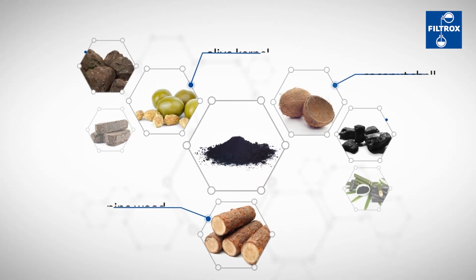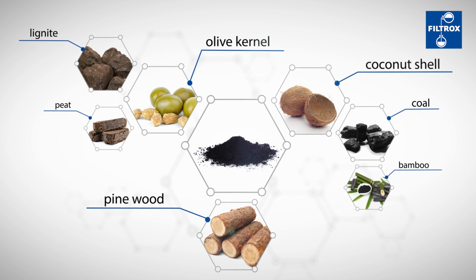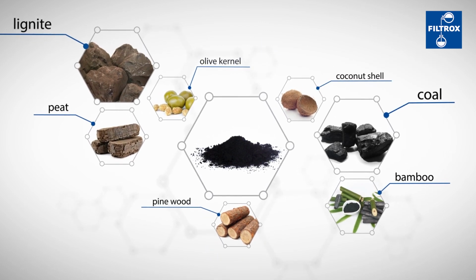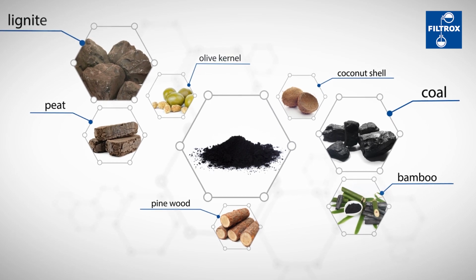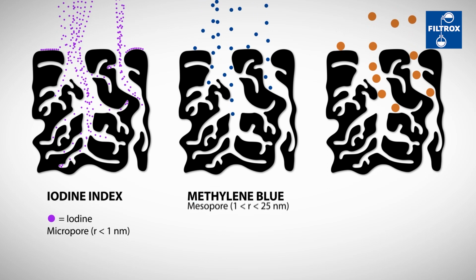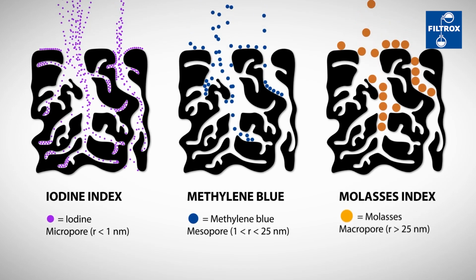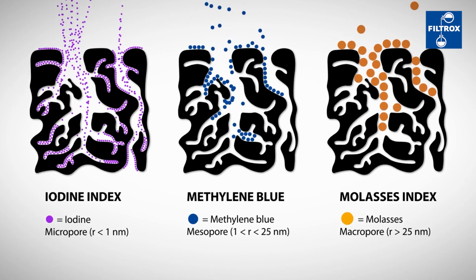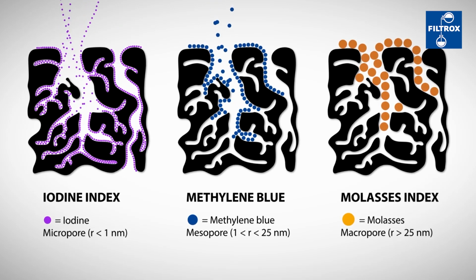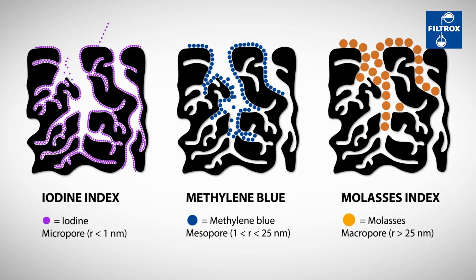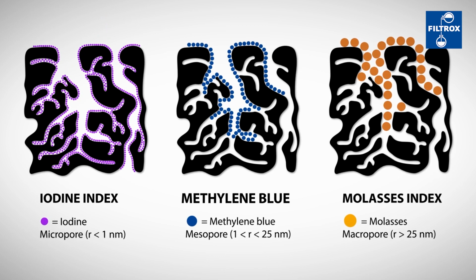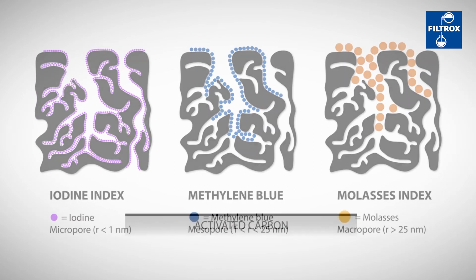The raw material choice, together with the activation method, influence the pore size distribution, and therefore the adsorption functionality and efficiency of the activated carbon. The pore size distribution is amongst the most important characteristics of activated carbon. The ratio of micro, meso, and macro pores influences the kind of molecules being absorbed, and can be evaluated with standardized test methods using iodine, methylene blue, or molasses.